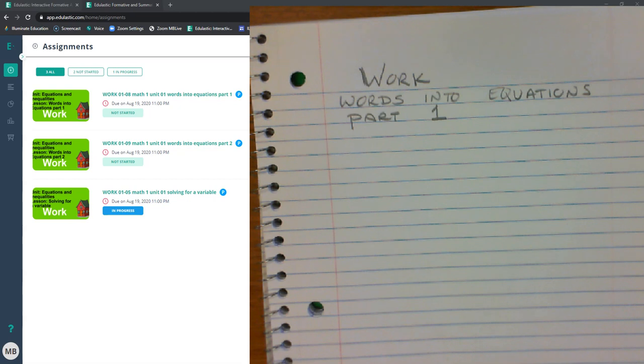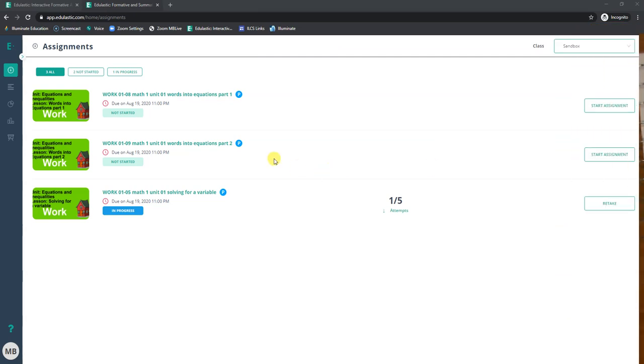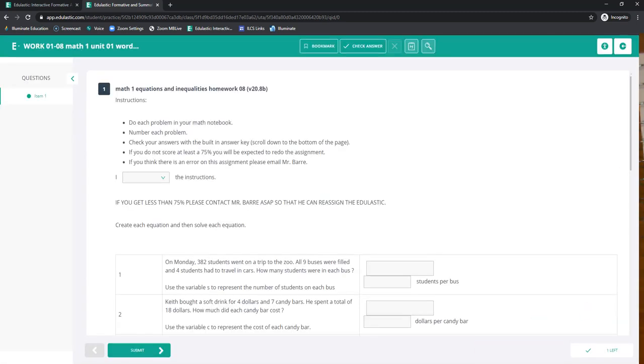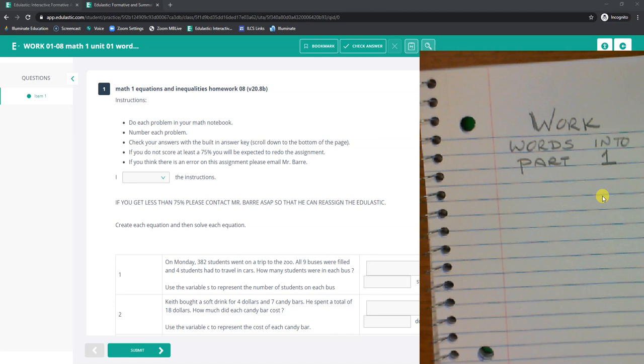So what are we going to do? We're going to do Words into Equations Part 1. And I have it over here in Edulastic. Where is it? Words into Equations Part 1. Start this assignment. First off, read the instructions. Instructions say, hey, you got to do these problems in your math notebook. Got it? And check your answers. So I have read the instructions.